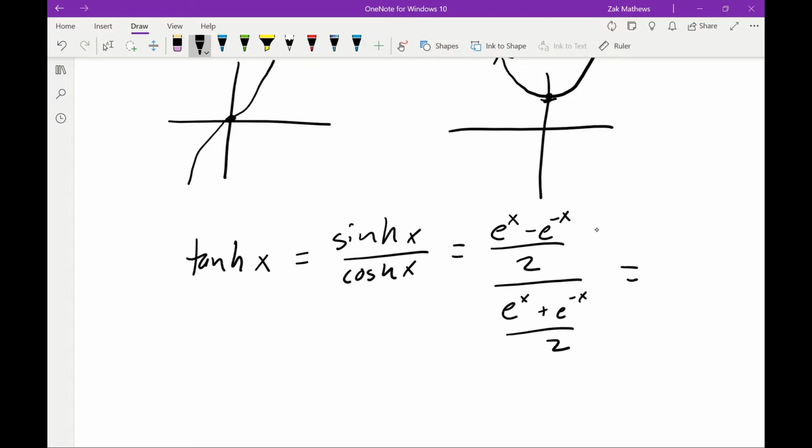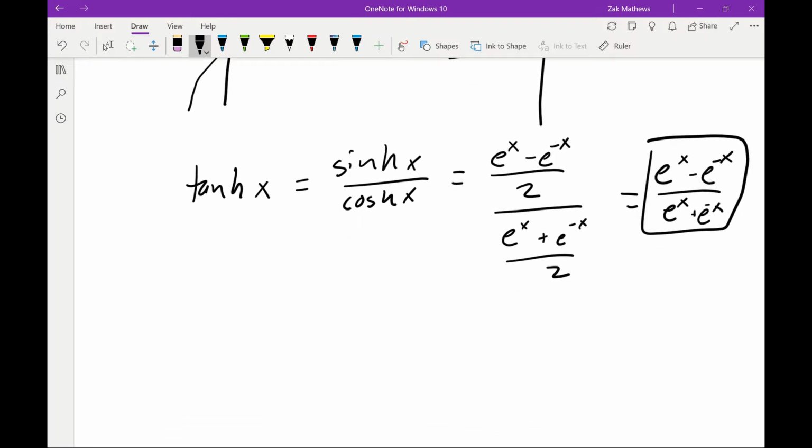Notice we can divide those twos, and so we'd have e to the x minus e to the negative x over e to the x plus e to the negative x. Remember, negative x. I told you there's going to be a lot of similarities with trig, so we still have this idea of the ratio of sine and cosine giving us the tan function.